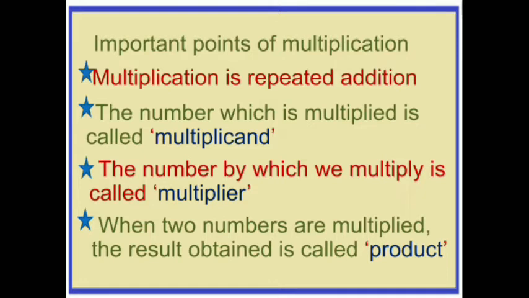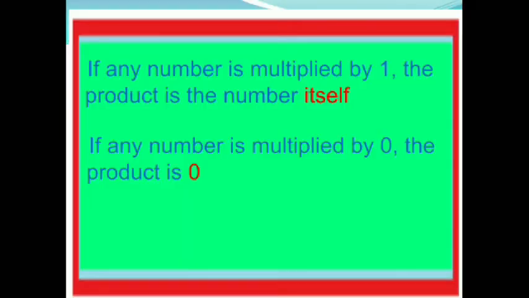Children, before going to our lesson, let us recall some important points of multiplication. Multiplication is a repeated addition. The number which is multiplied is called multiplicand. The number by which we multiply is called multiplier. When two numbers are multiplied, the result obtained is called product. If any number is multiplied by 1, the product is the number itself. If any number is multiplied by 0, the product is always 0.